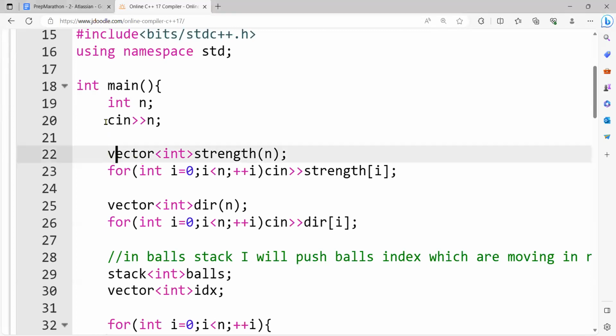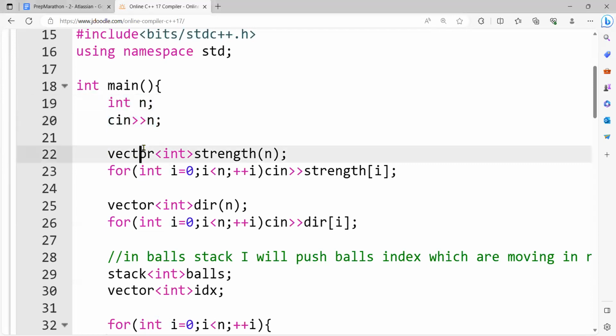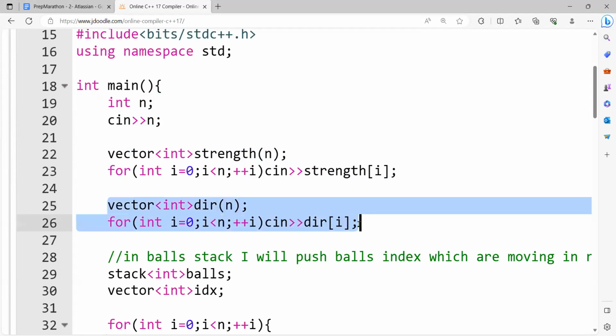What we are doing in this program: first we take input of the length of the arrays we are going to have. In the next line, we get the array itself, the strength array. Strength[i] tells me the strength of the ith ball. Now this is direction. This tells me the direction of the ith ball, where it is moving. We have two values only: -1 means it is moving in the left direction, +1 means it is moving in the right direction.